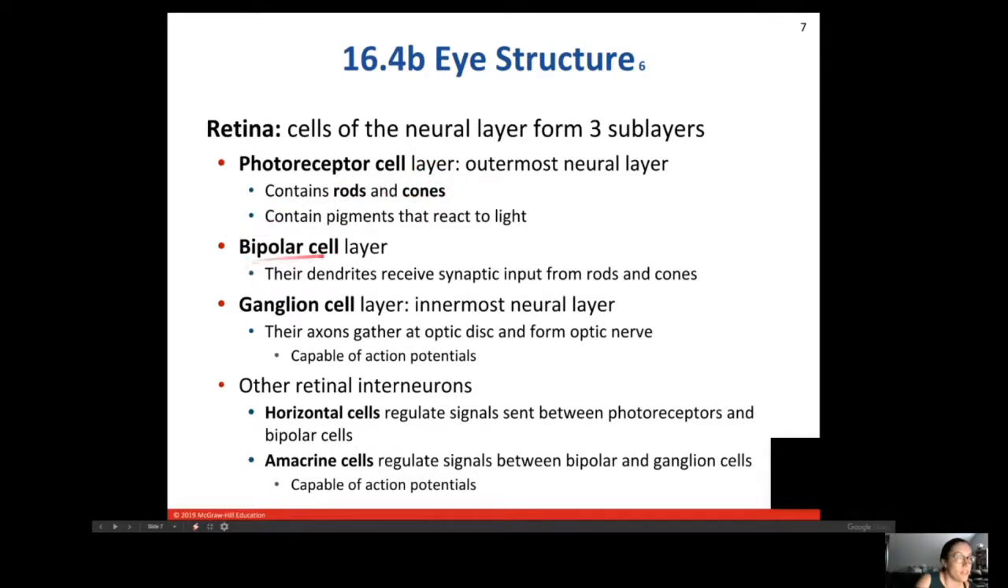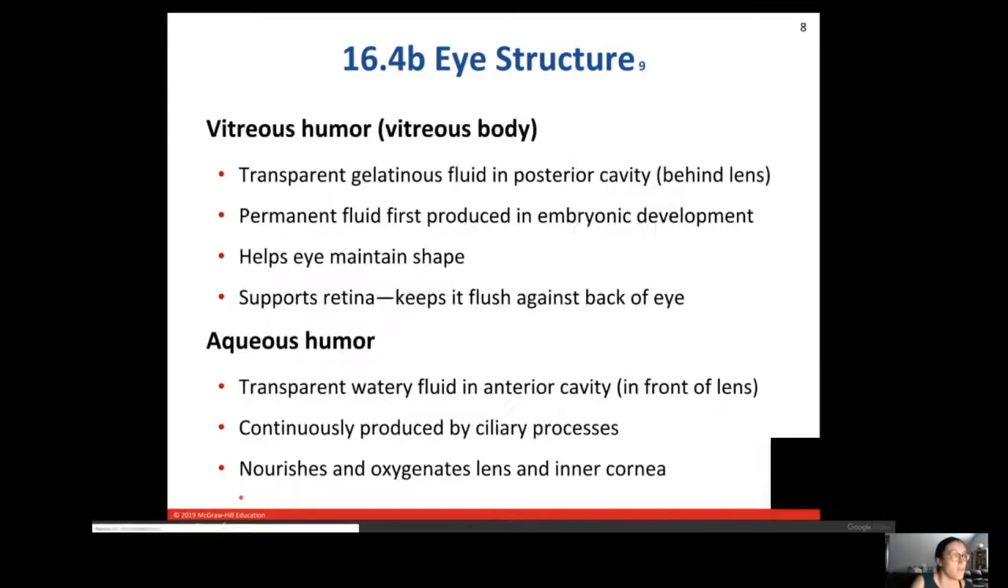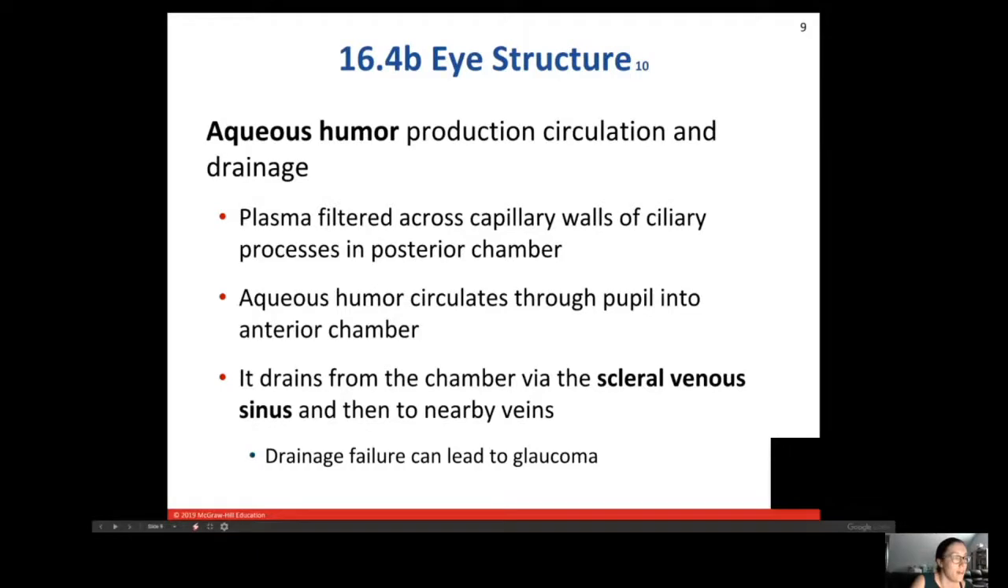Then next we have the bipolar cell layer. Remember that bipolar neurons are the ones that have one axon and one dendrite, and they're kind of special. They receive input from the rods and cones and send it to the ganglion cell layer. And these are going to receive that input, and then the axons are going to exit the eye through the optic nerve and send it up to the brain. These are the main 3 you'll need to know. There are some other interneurons called horizontal and amacrine cells, but I'm not going to focus on them as much here.